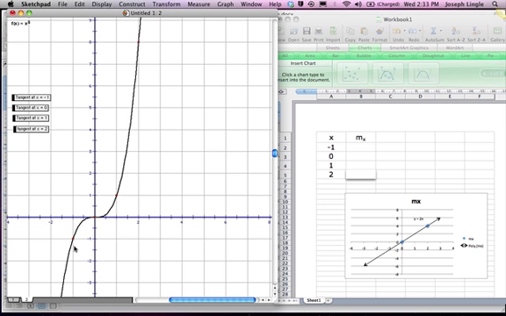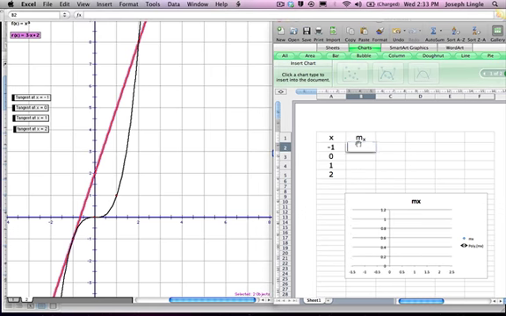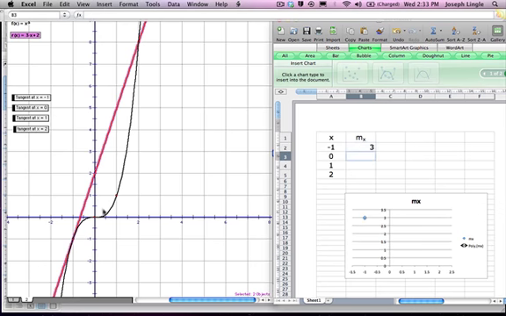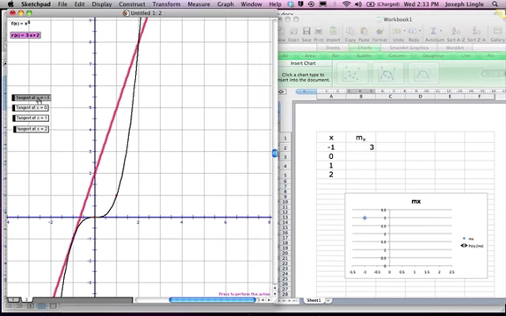Imagine y equals x cubed. What is the slope of this curve at x equals -1? The slope is 3. Up 3, rise over run, 3 over 1. The slope is 3. What about at x equals 0? The slope is 0. There's the tangent line at x equals 0.